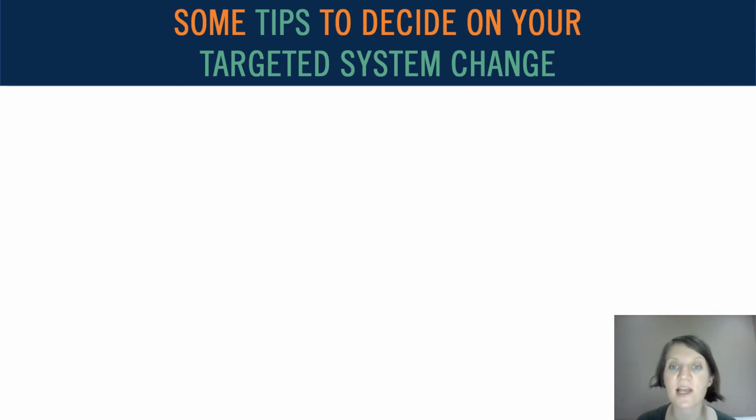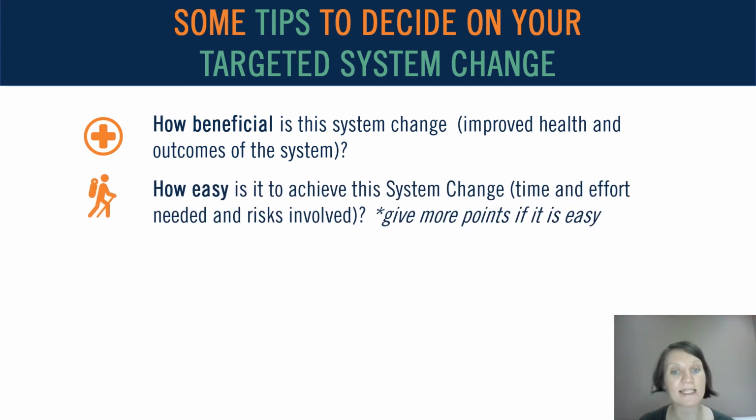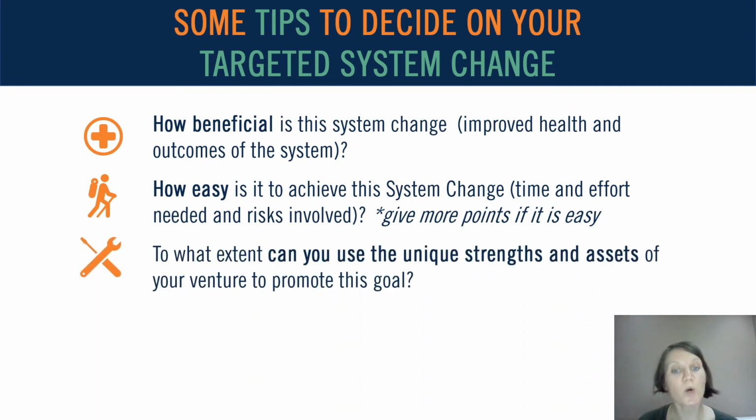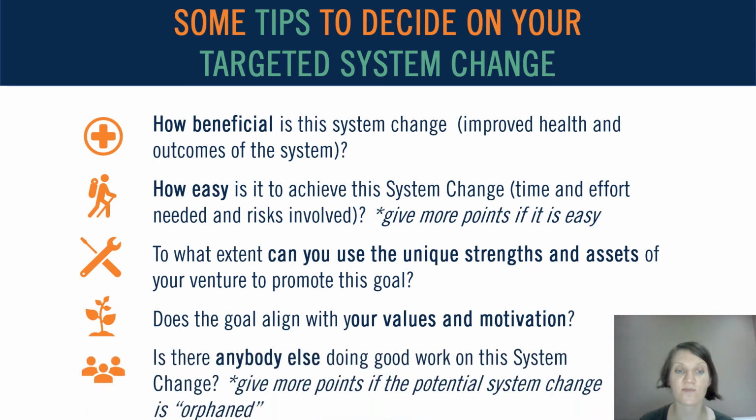Give your answers on the scale from 1 to 5, 5 being the maximum. How beneficial is this targeted system change in terms of improved health and outcomes of the system? How easy is it to achieve this system change in terms of time and effort needed and risks involved? To what extent can you use the unique strengths and assets of your venture to promote this goal? Does this goal align with your values and motivation? Is there anybody else doing work on this particular targeted system change?